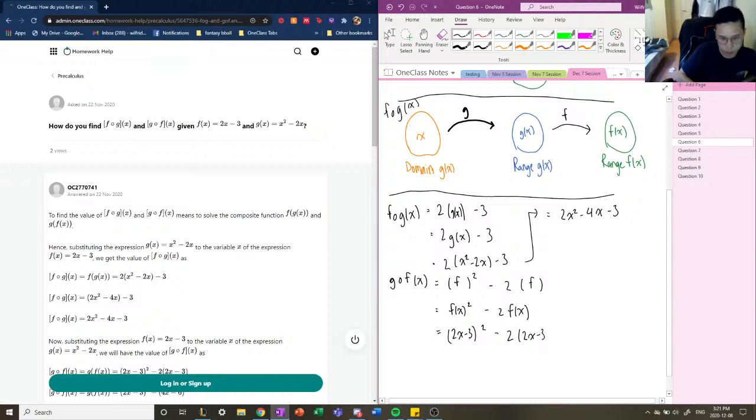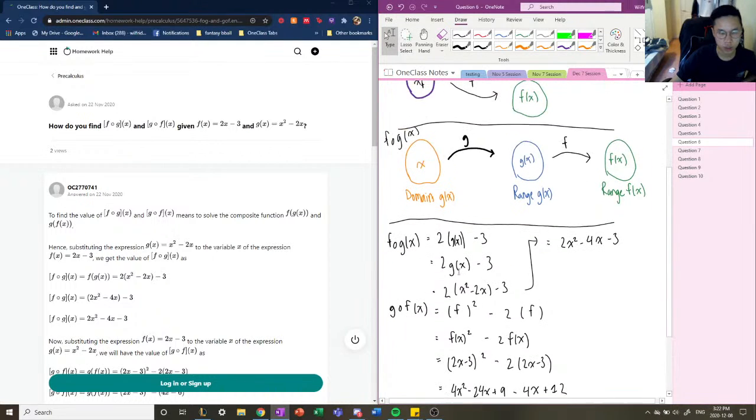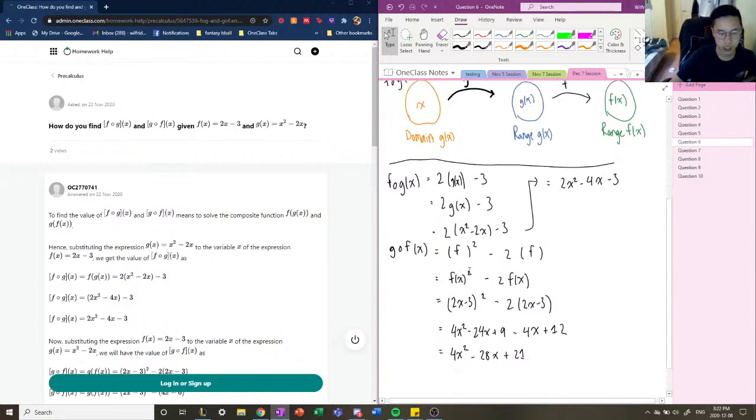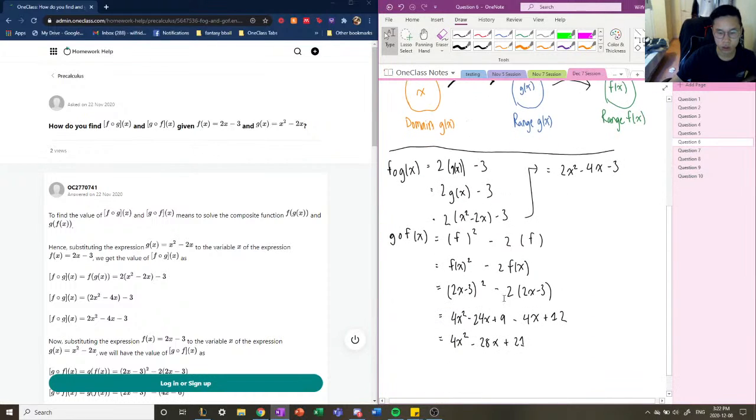If we were to sub that in together, we get (2x minus 3) squared minus 2 times (2x minus 3). If we were to expand this first term, we would get 4x squared minus 24x plus 9. And we'll expand this, and we get minus 4x plus 12. If we were to simplify, we get 4x squared minus 28x plus 21. Cool. So we also got a quadratic function here. These are the two compositional functions, and they have their own domains and ranges.